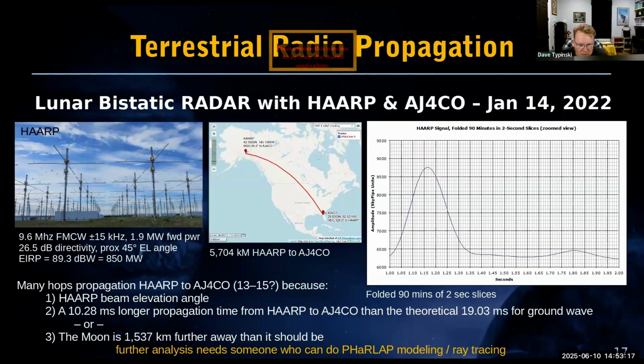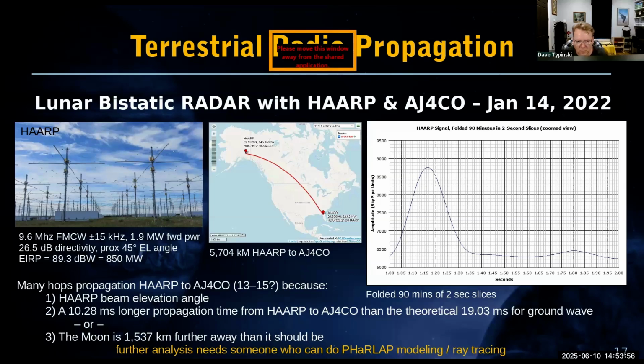And we did the timing, and it didn't work out the way I thought. We knew where the moon was, to an inch, to a millimeter. And we know where HARP is, and we know where the AJ4CO station is. And it turned out that the paper really shouldn't have been how to radar range the moon. It should have been how to measure the propagation time between Alaska and Florida, which was anomalous. It was much longer than we expected. If you assumed 2 hops, the signal should have got to Florida a lot quicker.